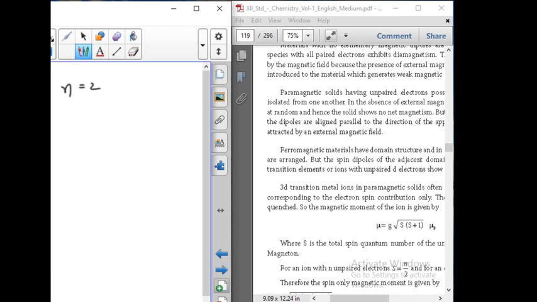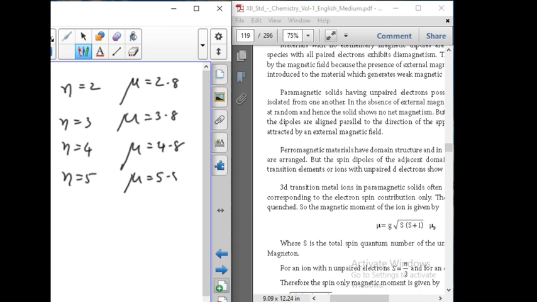Simply I will say it like this: if the number of unpaired electrons is 2, the magnetic moment value is 2.8. Number of unpaired electrons is 3, magnetic moment is 3.8. Number of unpaired electrons is 4, magnetic moment is 4.8. Number of unpaired electrons is 5, magnetic moment is 5.8. For 6 it would be 6.8, but we have a maximum of only 5 unpaired electrons in d.